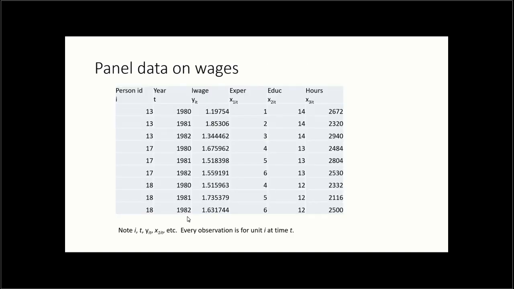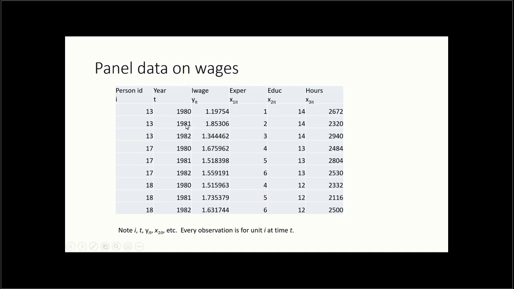So here's an example of panel data on wages. So here we have a person ID, so person number 13, person number 17, and person number 18. And so for these people, we have 3 years of data for 80, 81, and 82. And this is an example of perfectly balanced panel data, which means all the years are here for all the observations for all the people. So we have balanced data.